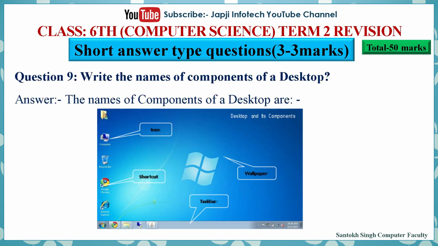And the ninth question is, write the name of components of a desktop. And the right answer is, the names of components of a desktop are: the first one is icon, second one is shortcut, third one is wallpaper, fourth one is taskbar.